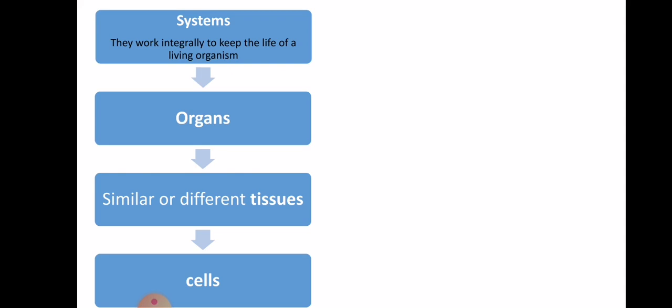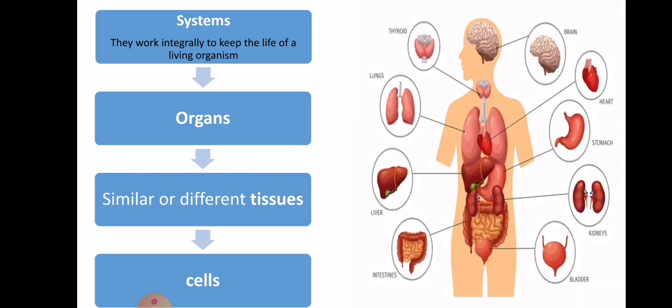And these systems consist of organs, like the digestive system, with organs such as the stomach, esophagus, mouth, small intestine, and large intestine. All these are organs, and these organs consist of tissues, which may be similar or different tissues, and these tissues consist of cells. So today we will speak about types of cells.